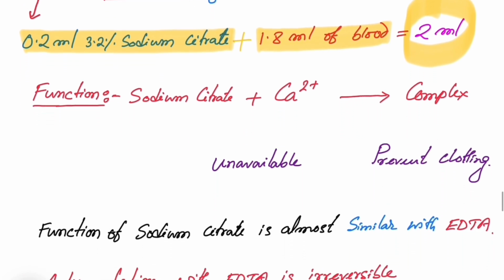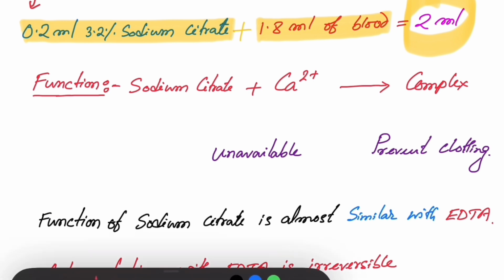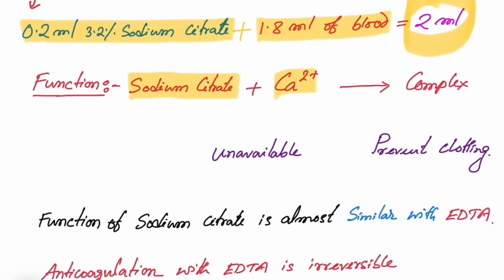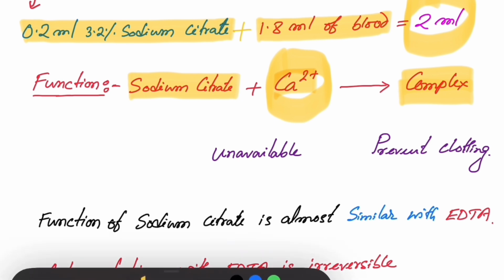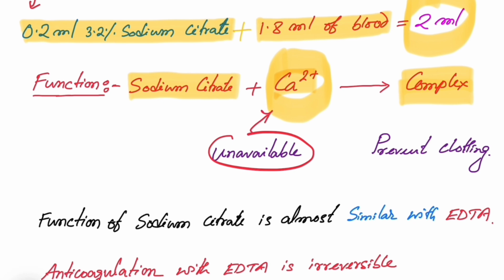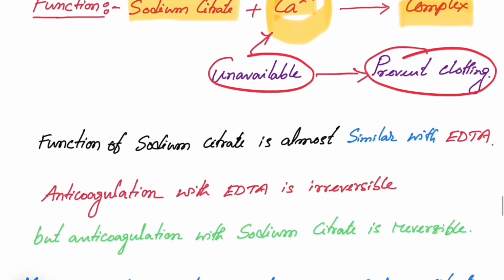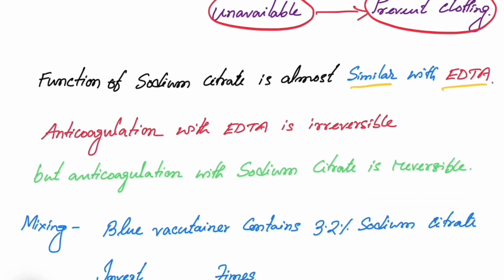What is the function of sodium citrate? Sodium citrate will bind with calcium. It will form some other complex. Eventually, the calcium is unavailable in the blood. So, the blood will not clot. Because of the unavailability of the calcium, it will prevent the blood clotting. Blood will not clot.